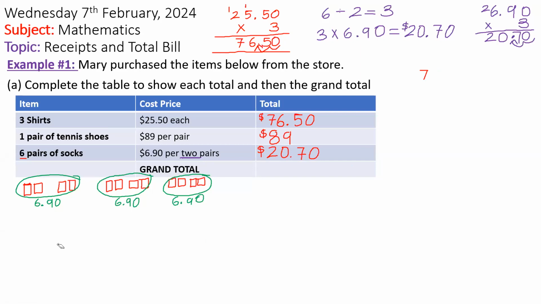All right, so what we're gonna do to find the grand total is add up all the totals. Very good. It's gonna be $76 and 50 cents, plus $89, plus $20.70.